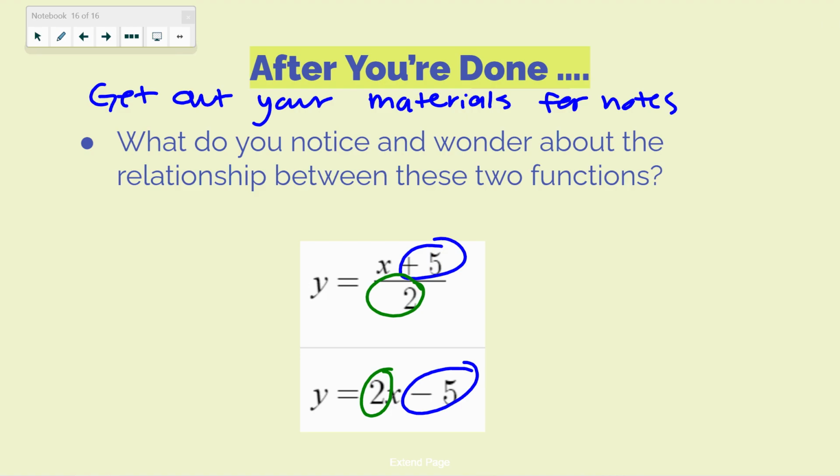What else do you see, Chloe? So I tried to think of the first one in a y equals mx plus b format. So I did y equals 1/2 x plus 2.5, or 5 halves. So it was easier to compare, and you could see that it just further points out that they're opposites, sort of. Yeah, good.